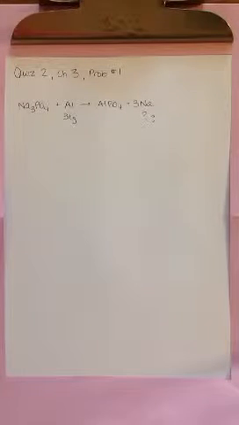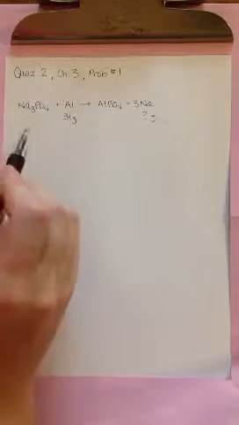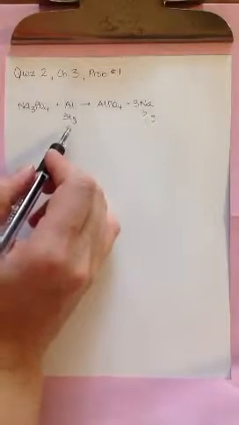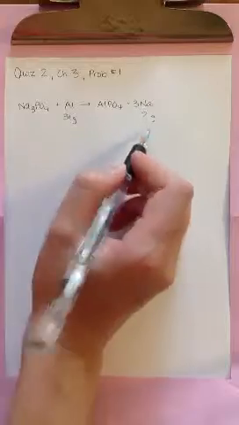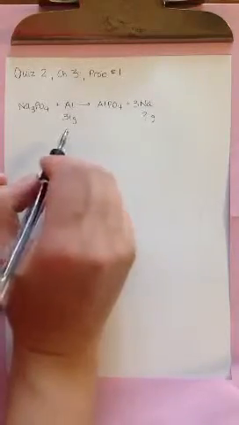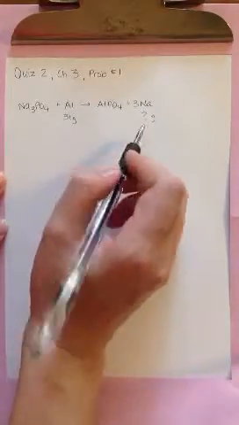So this problem comes from quiz number 2 from your summer homework. It's on chapter 3 in the book, and it's problem number 1. It gives us this balanced equation, tells us we have 31 grams of aluminum, and it wants to know how many grams of sodium will be made in the reaction. This is a simple grams of A goes to grams of B.